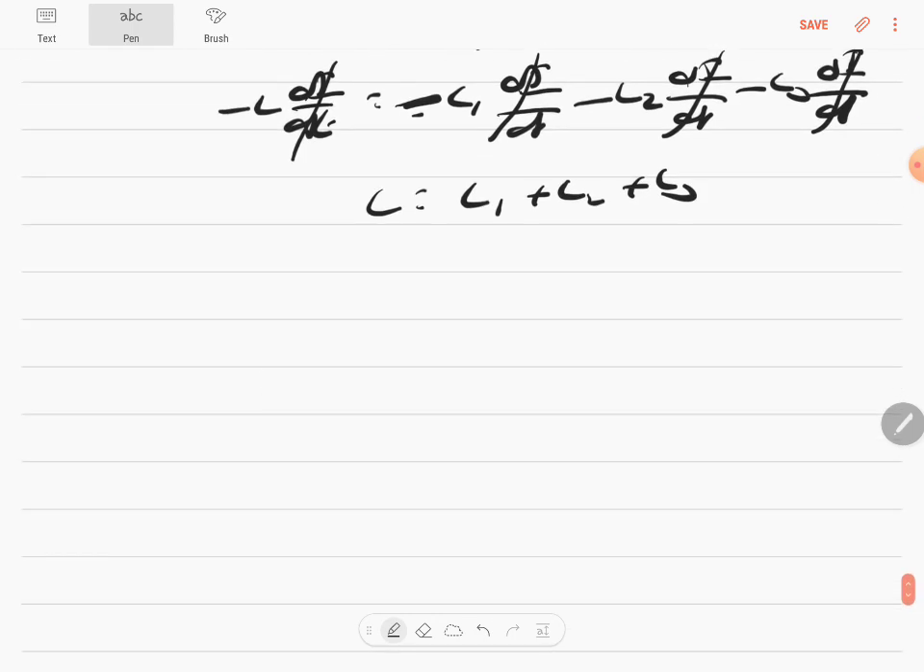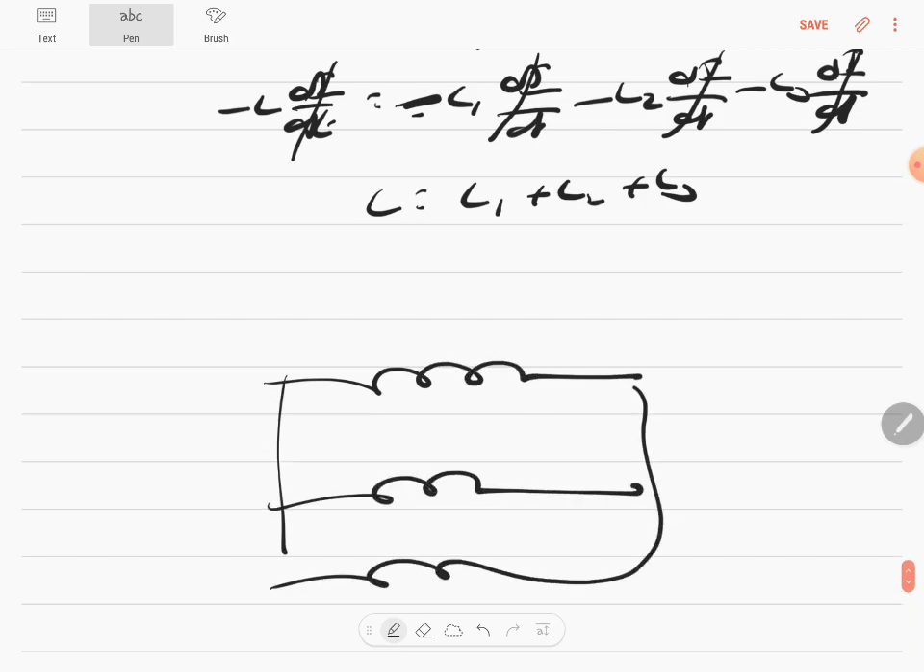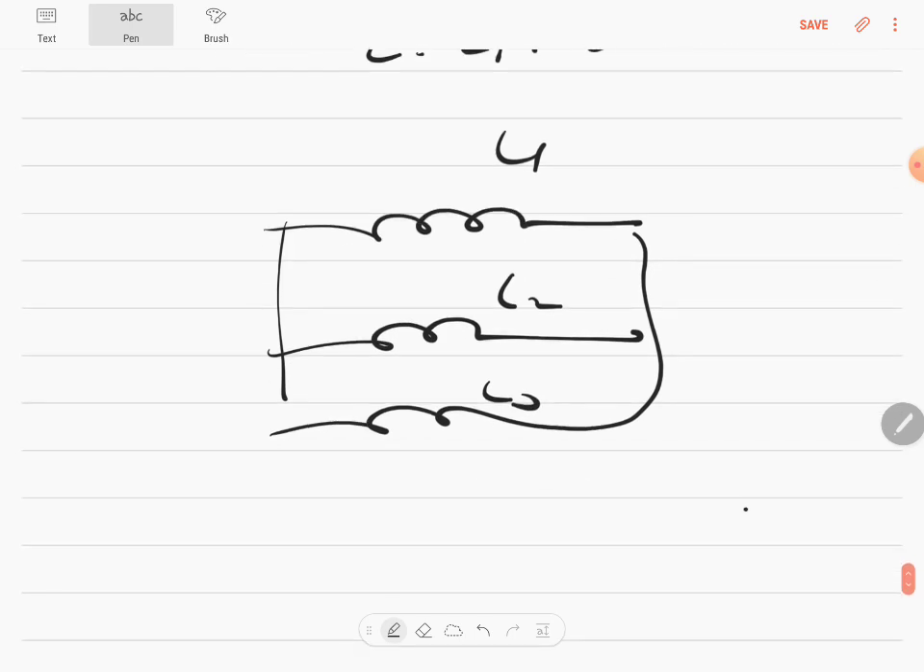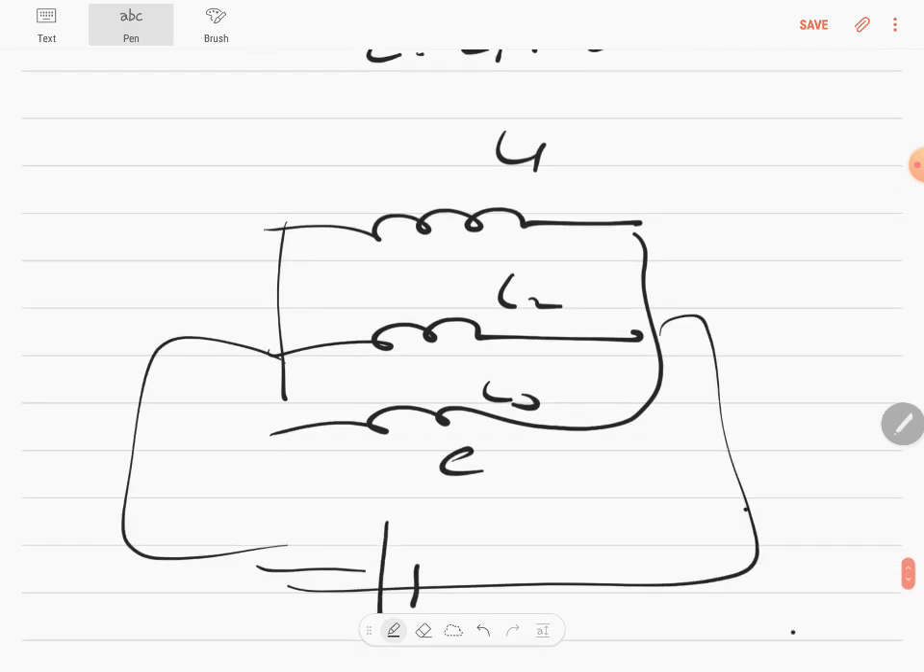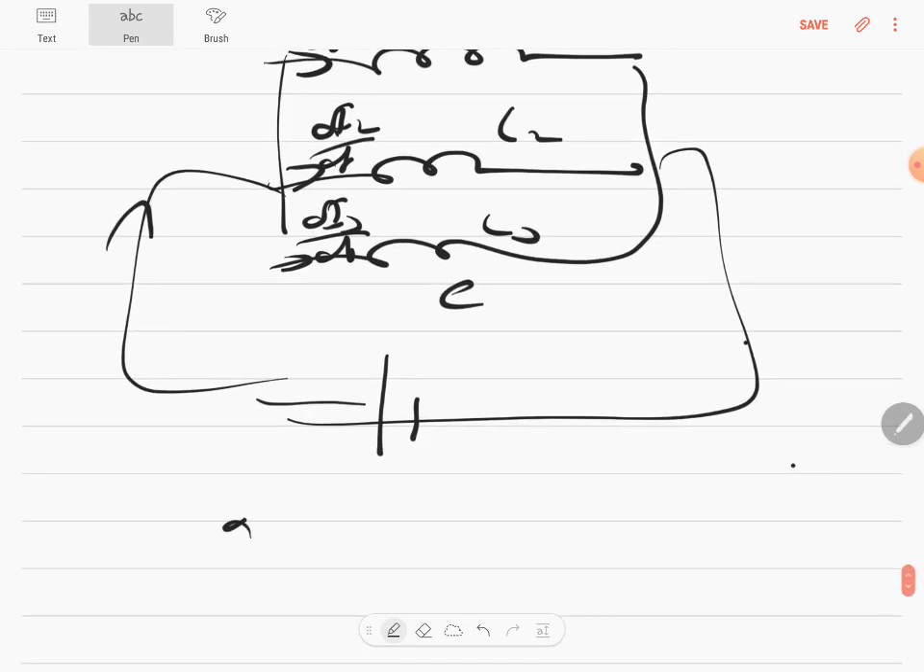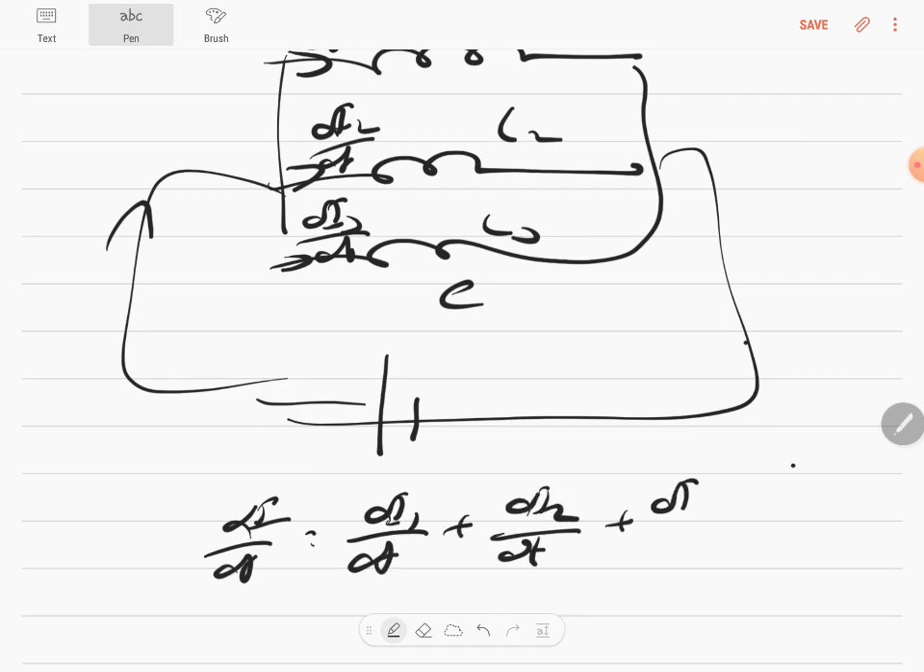Supposing it's in parallel, you have an inductor like this. This is L1, this is L2, this is L3. Here the EMF is a constant, since it's connected in parallel. So what is going to differ is di1 by dt, di2 by dt, di3 by dt. The current splits, obviously, like water coming in a pipe and splitting to 3 houses. So current is getting split. So di by dt is equal to di1 by dt plus di2 by dt plus di3 by dt.